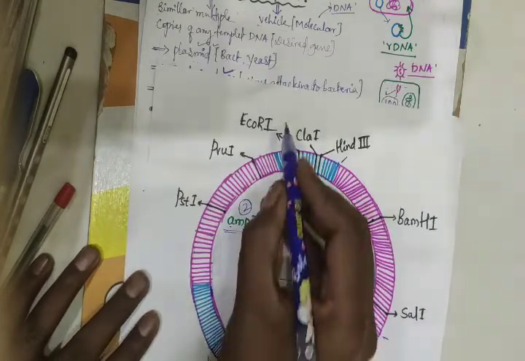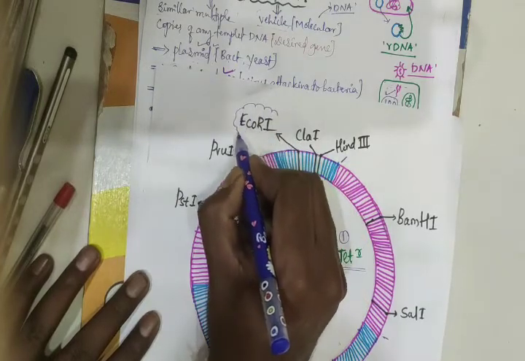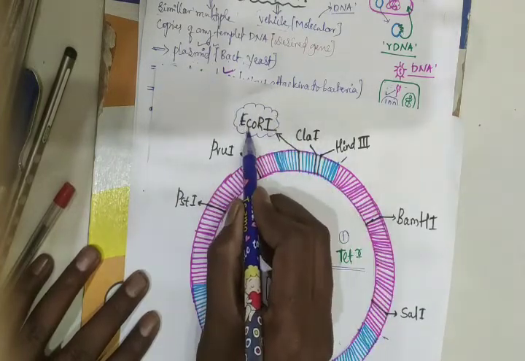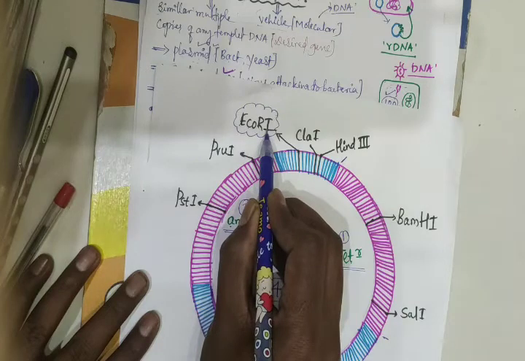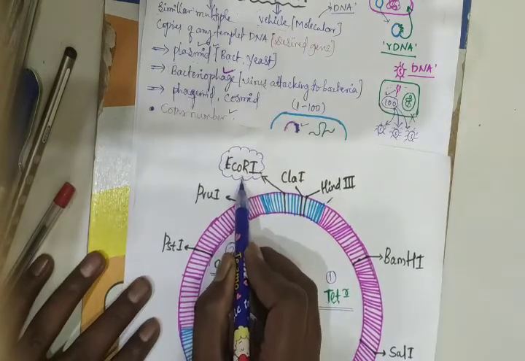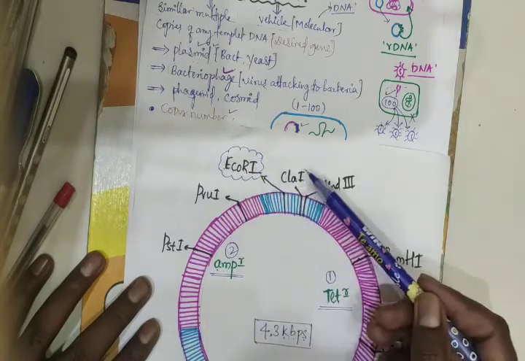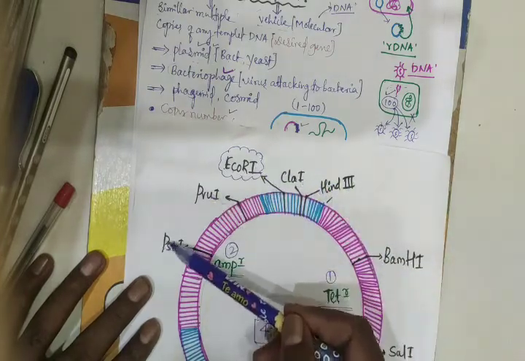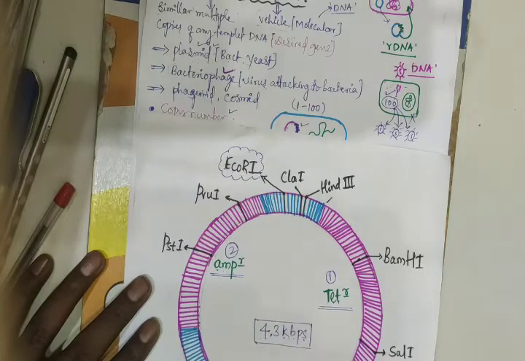Among them, the best known mark is this ECO R1, Escherichia coli R strain first enzyme. So this is one REN, restriction endonuclease enzyme, as we already know. In the same way, these are also restriction endonuclease enzymes.